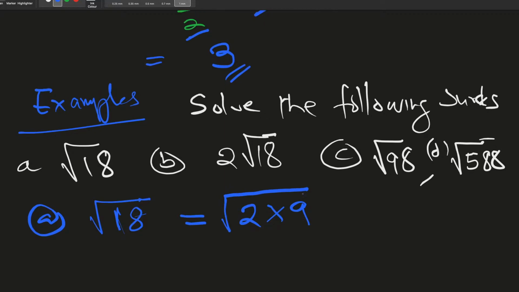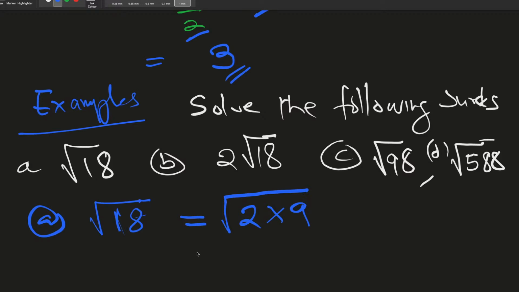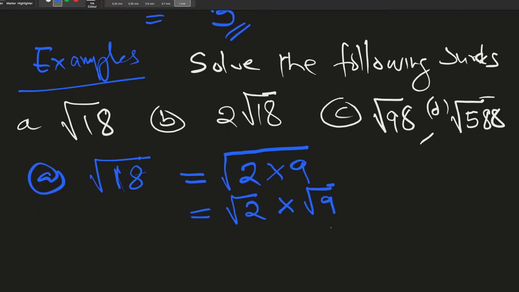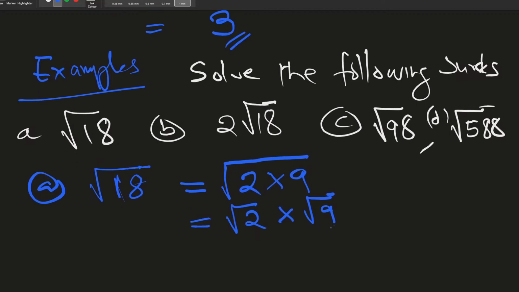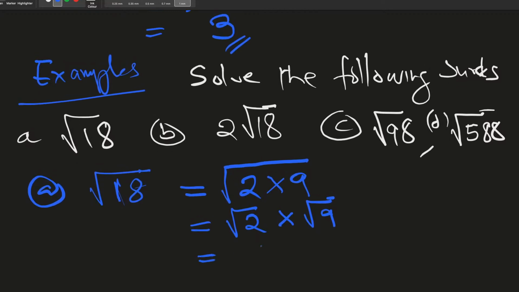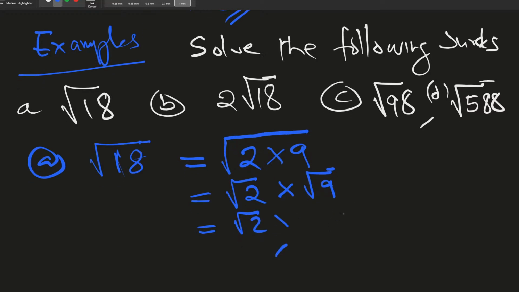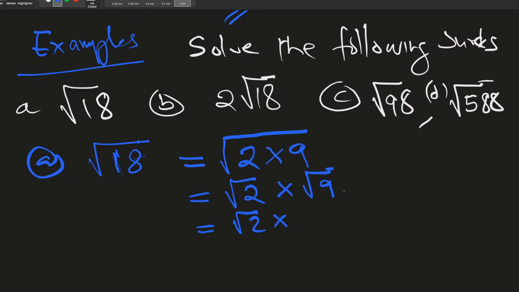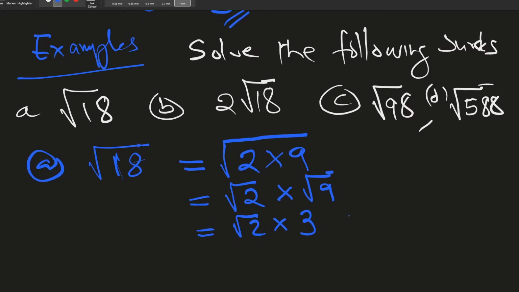Now, the next one is I'll use this method of separation. This is the same as surd of 2 multiplying surd of 9. Now we know the square root of 9 is 3. Therefore, 3 times root 2, we can write it as 3 root 2 as our answer.